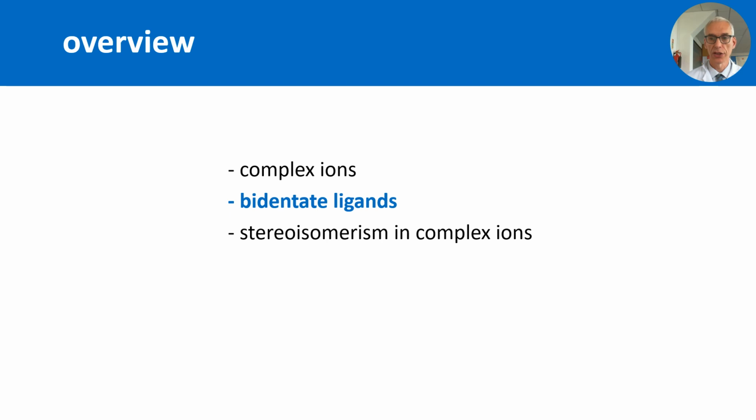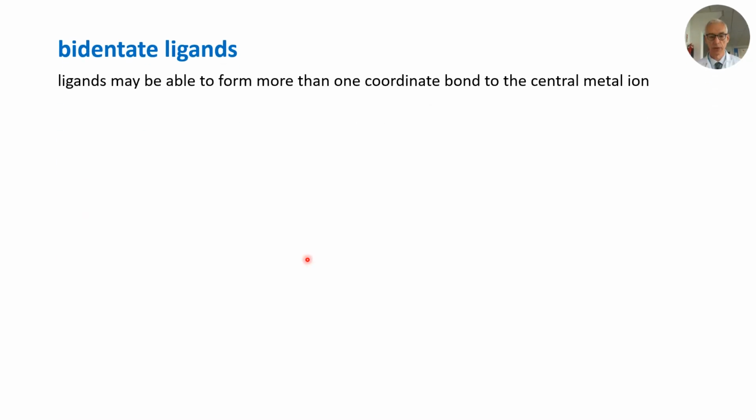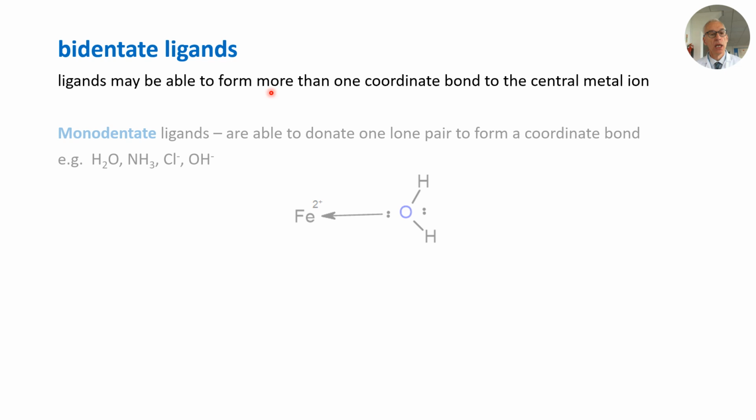Bidentate ligands. Ligands may be able to form more than 1 coordinate bond to the central metal ion. Those that form 1 coordinate bond by donating 1 lone pair are known as monodentate ligands. The ligands we've met so far in the lesson are water, ammonia, chloride ions and hydroxide ions, all monodentate.